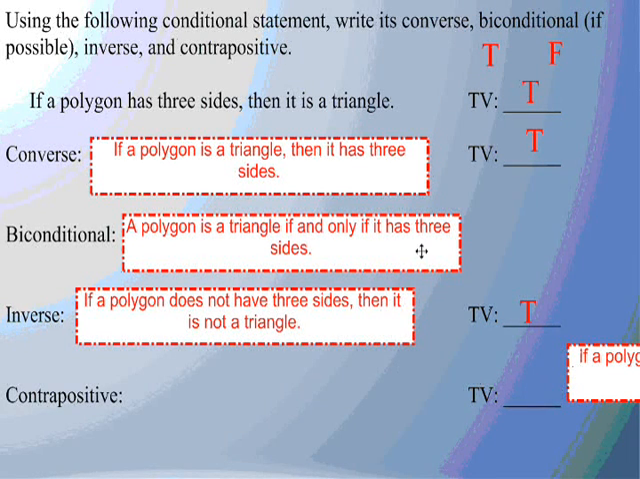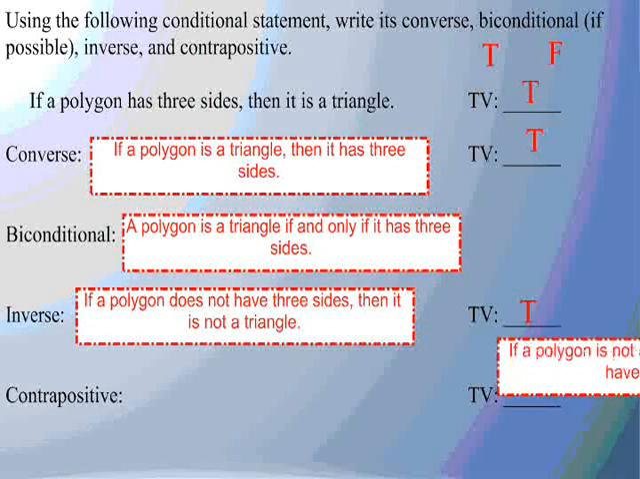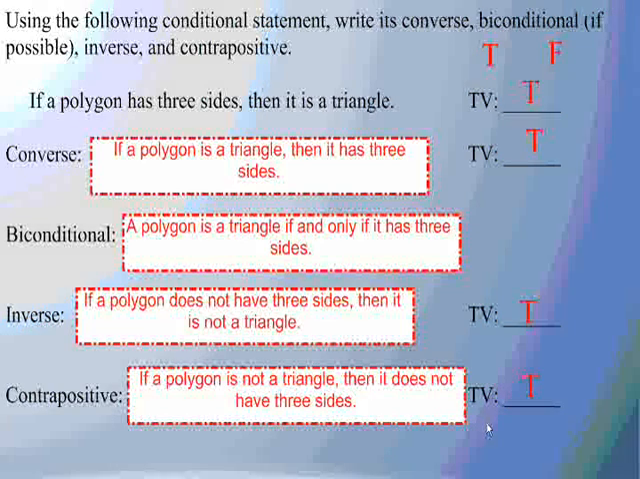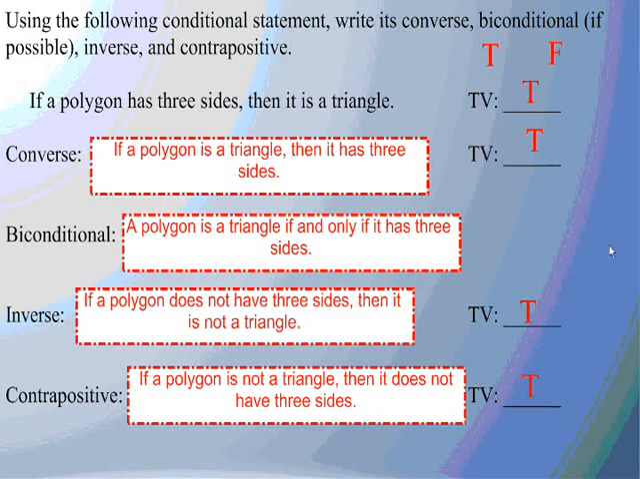And then finally, my contrapositive is the negation of the converse. So we're going to go ahead and stick not in there. If a polygon is not a triangle, then it does not have 3 sides. And again, that is true. You'll find that this pattern, if you put these statements in this order, tend to either be all true, all false, or true, false, false, true, or false, true, true, false. They don't alternate. Just something interesting I noticed over my many years.